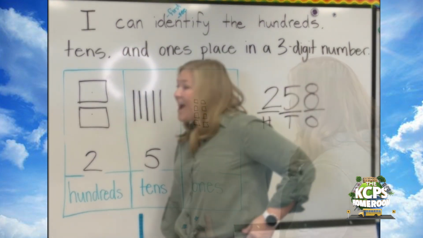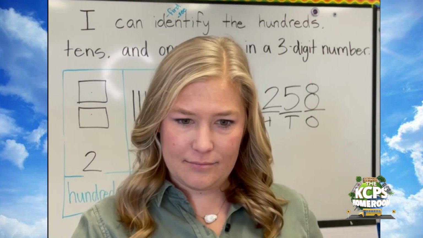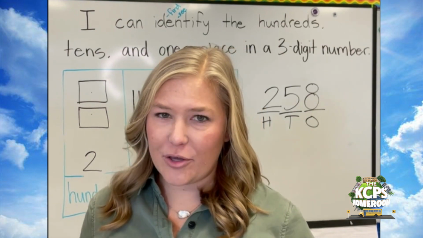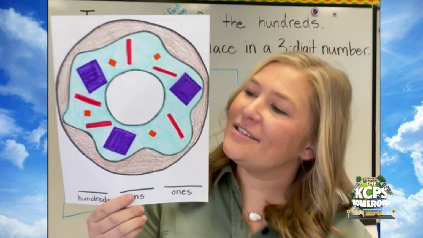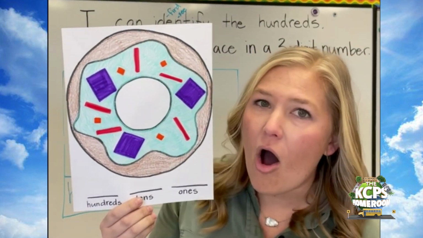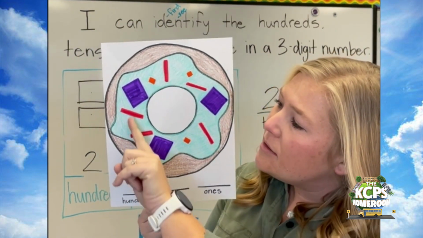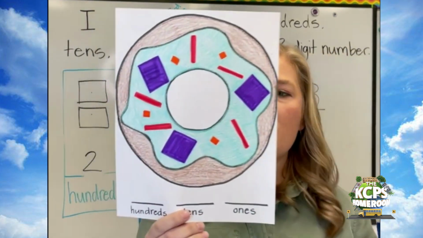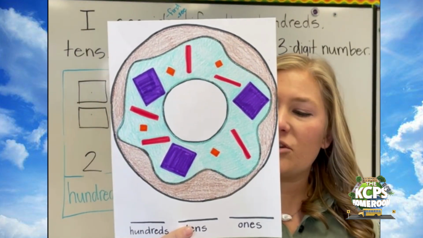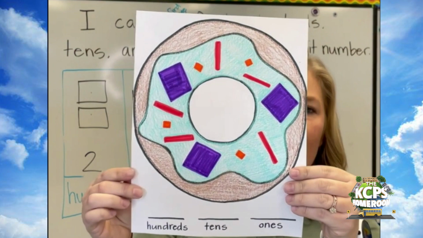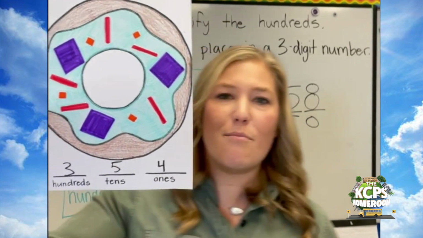So I have a challenge for you. I made a place value donut. And let me tell you, it made me hungry just looking at it. So here's my place value donut. On my place value donut, I have my hundreds flats, my tens rods, and my ones cubes. What number did I represent on my place value donut? Make sure you count up all your hundreds, your tens, and the ones. So I made 354 on my place value donut.